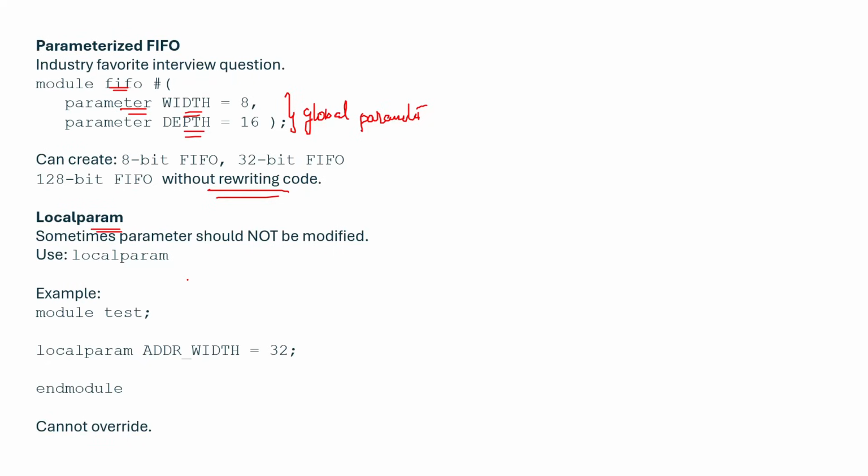Now local params: instead of parameters, we are writing localparam. I am using some address width, and similarly localparam data width. Some data width, address width and data width. And similarly, localparam, I am writing address depth.